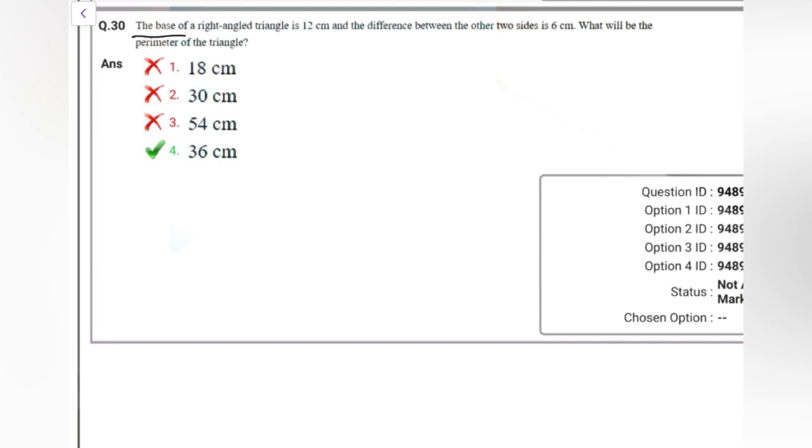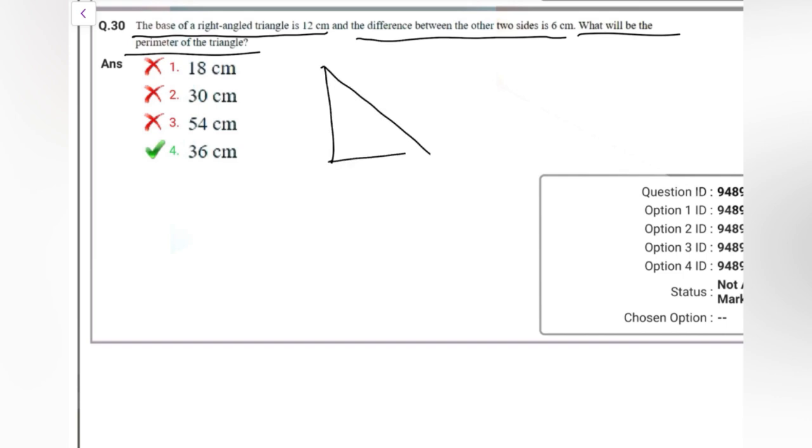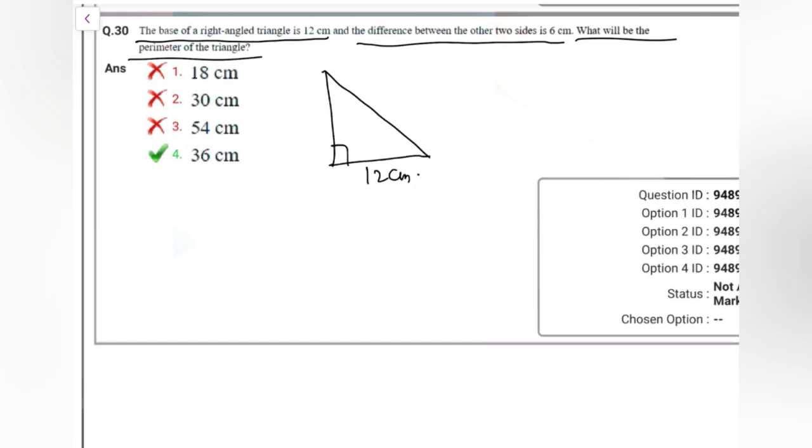The base of a right angle triangle is 12 centimeters and the difference between the other two sides is 6 centimeters. What will be the perimeter of the triangle? Let's draw a right angle triangle here. Here the base is 12 centimeters. Here the difference between the two sides is 6 centimeters. Let it be x and it is x plus 6.